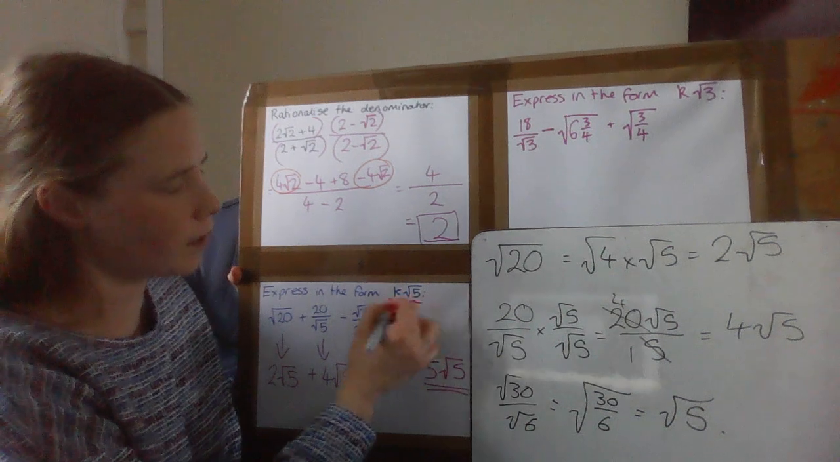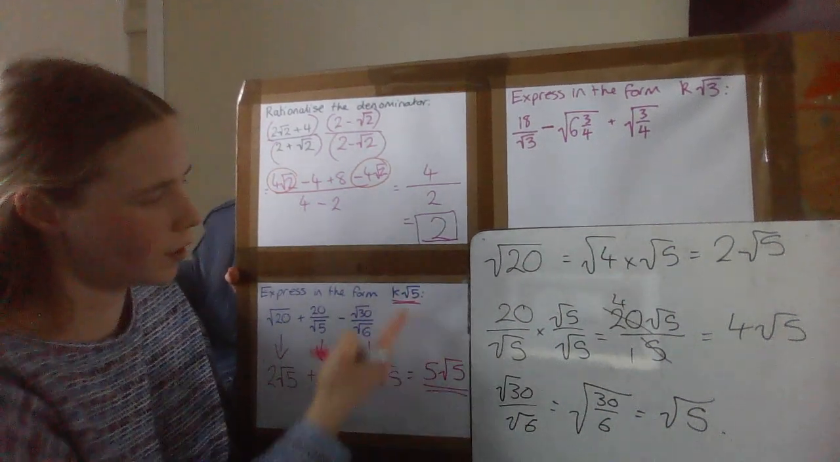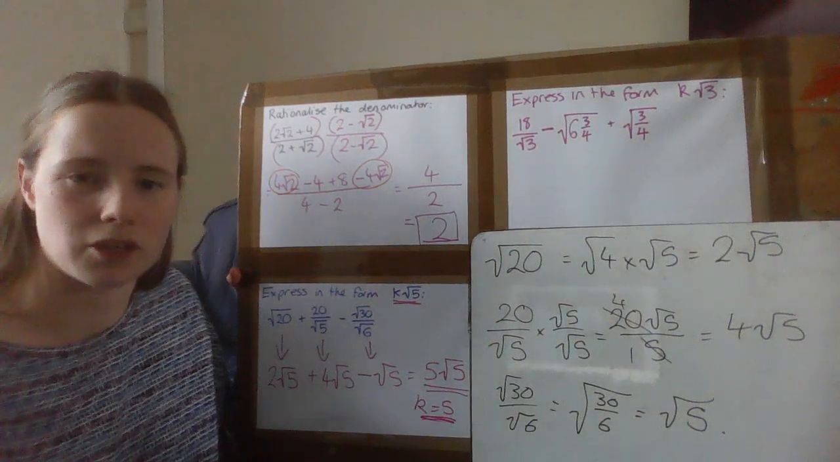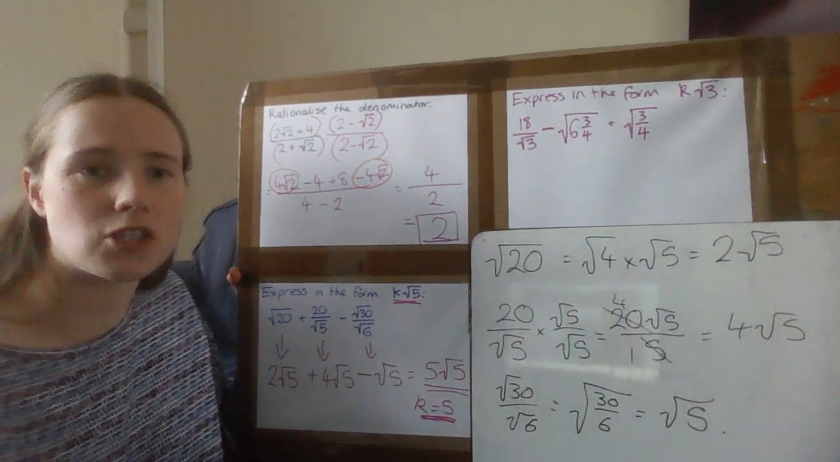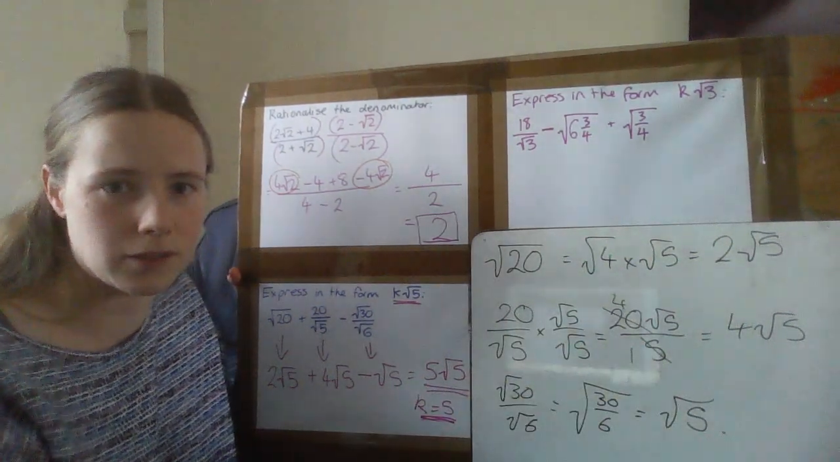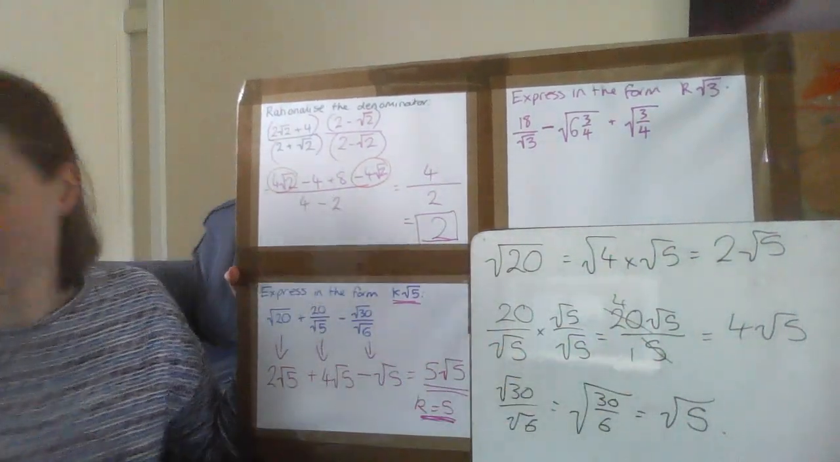I've got it in the form that I was asked for in the question. I've just got k as 5. So I'm now finished and can move on. If you had this in a GCSE exam, you would want to have all of this working out clearly shown as well, so that you've got all the stages of your process.